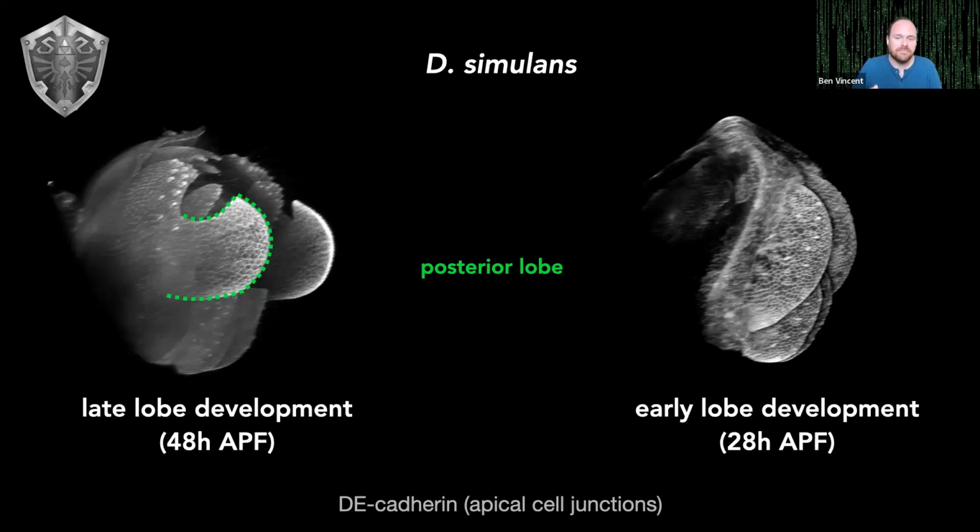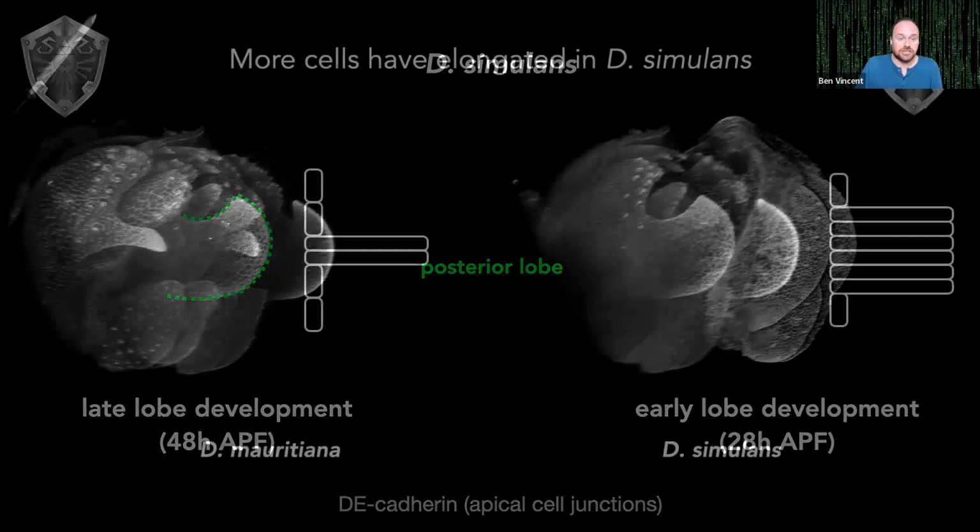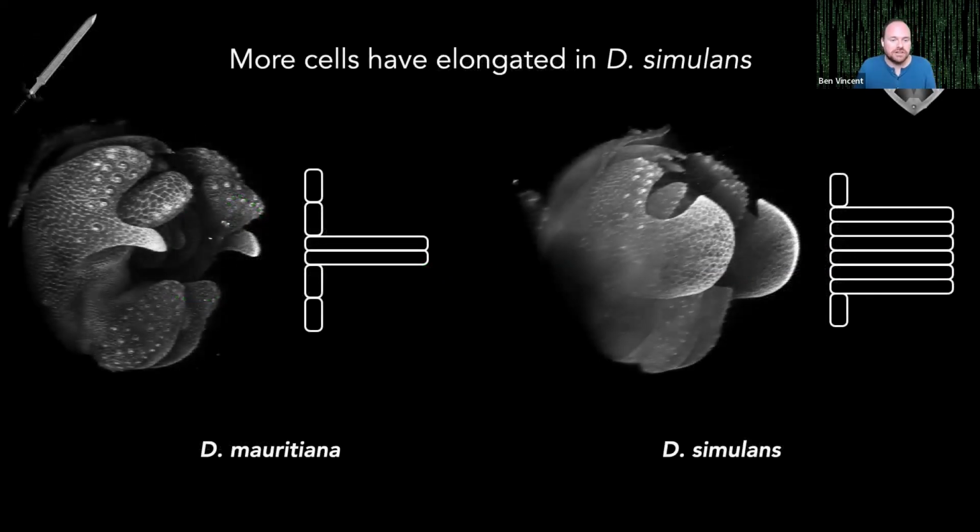Now, one can think of many cellular processes that could be building this structure. Maybe it's due to cell proliferation or cell migration, but based on some data that I don't have time to show, our lab figured out that the lobe is actually formed by extreme cell elongation. So basically, posterior lobe cells are just getting stretched. They're getting really tall and really thin. And more cells are told to do that in Drosophila simulans, and that accounts for the larger size of the shield.